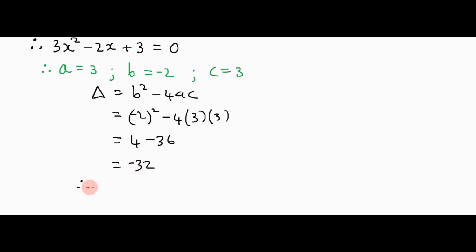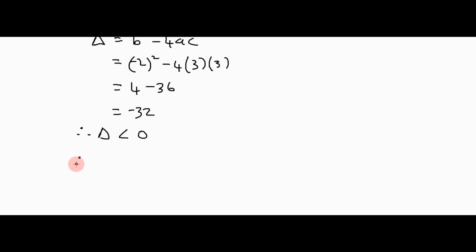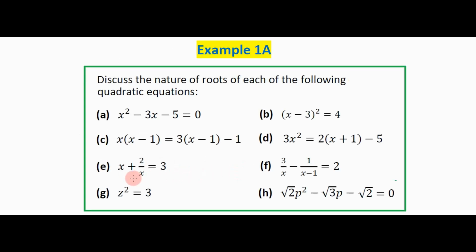So we see that delta is a negative number. In other words, delta is less than 0. And therefore we can conclude that the roots are non-real. So because delta is a negative number or less than 0, the roots do not exist as real numbers. So they are non-real.